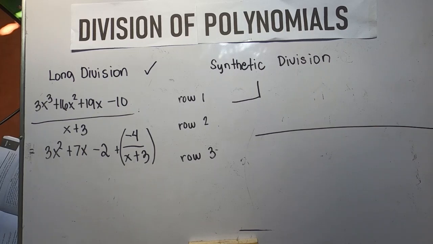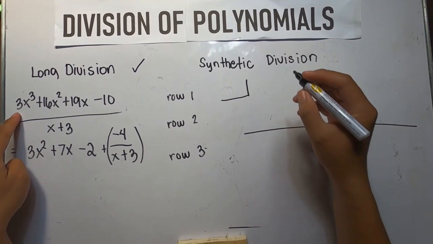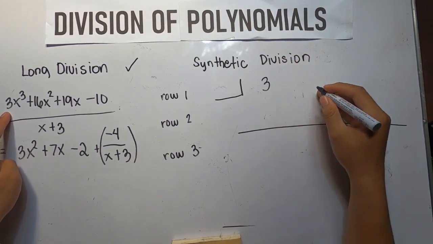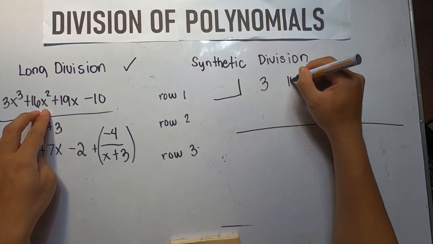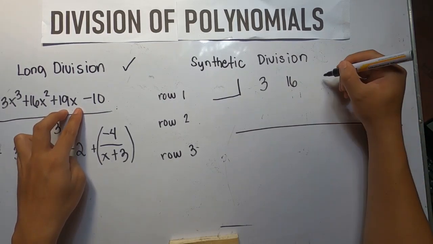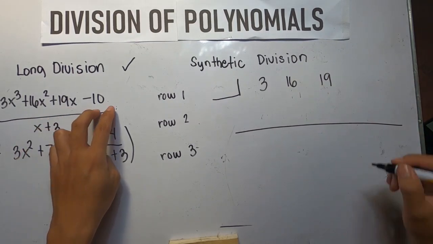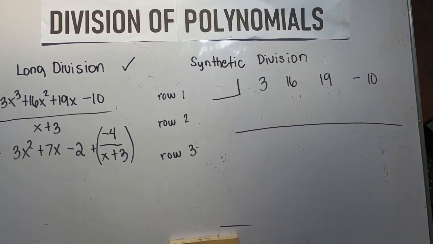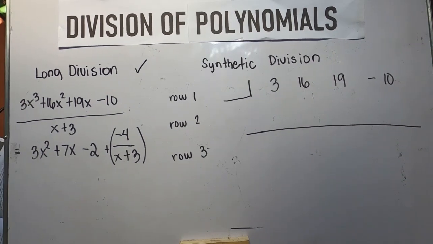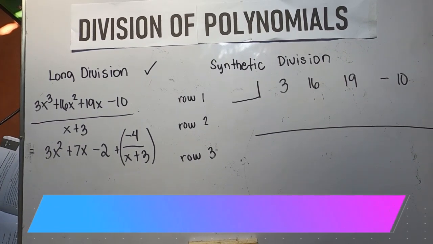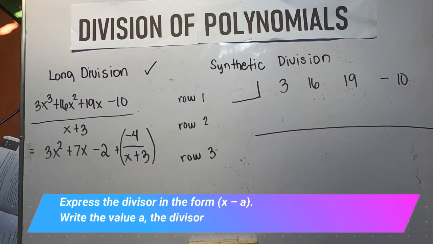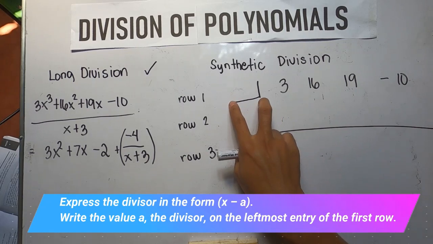So we will now write the numerical coefficient of each term. The first numerical coefficient is 3. The second numerical coefficient is 16. Third numerical coefficient is 19. And the constant is negative 10. Then, step number 2, express the divisor in the form x minus a. Write the value of a, which is the divisor, on the leftmost entry of the first row.